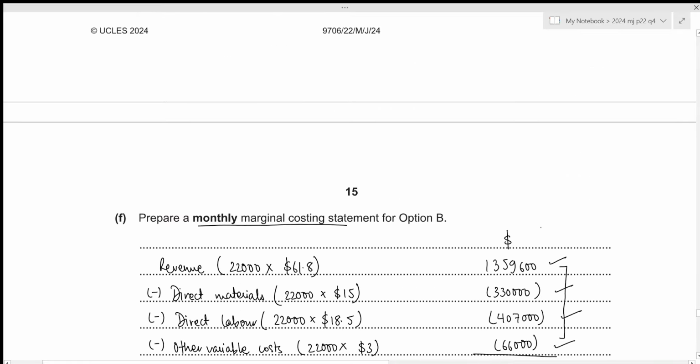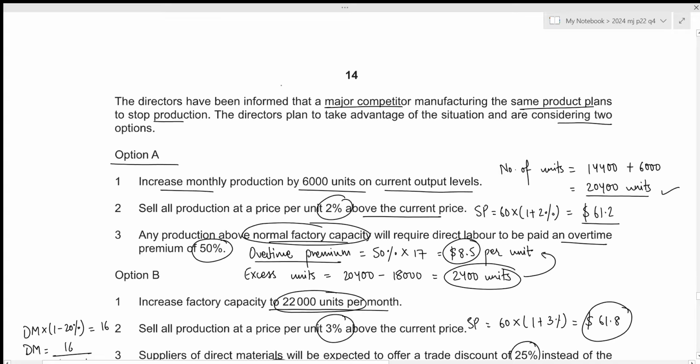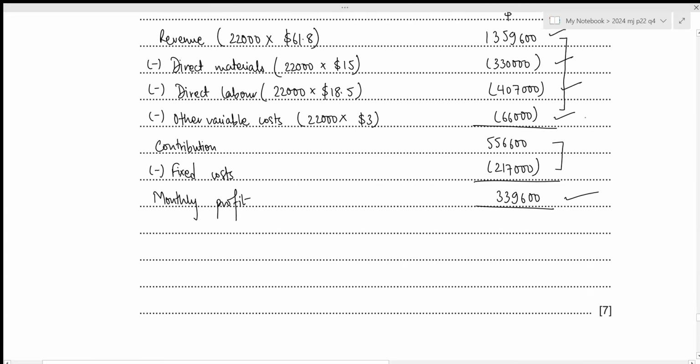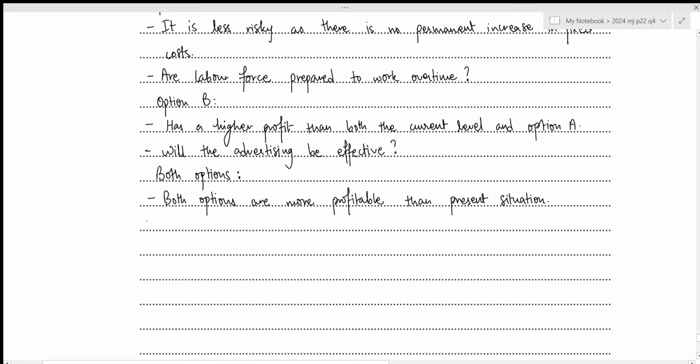And in this case, we are considering both these options because the directors have been informed that a major competitor manufacturing the same product plans to stop production. So before starting with either of these options, we also need to understand why the competitor has ceased production. Because if there is likely to be a fall in demand in the future, then the business should not go ahead with either of these options. Let's write it down. Is there likely to be a fall in demand?